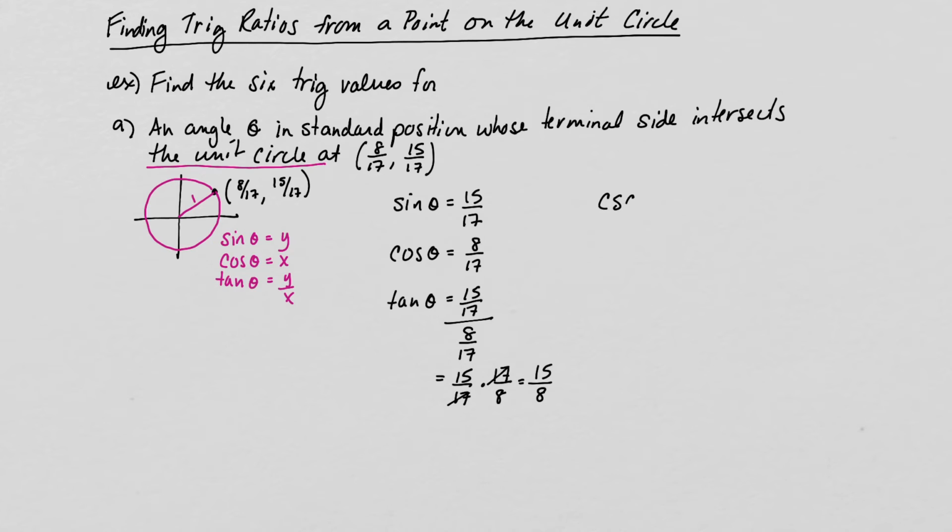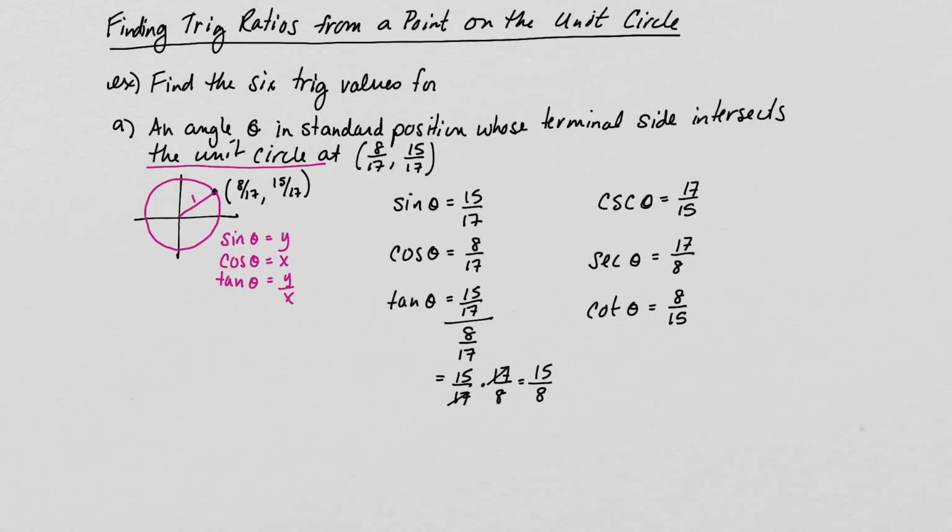And then to get the other values, we're just going to flip them over. So the cosecant of theta is going to be 17/15. The secant of theta is going to be 17/8. And the cotangent of theta is going to be 8/15.